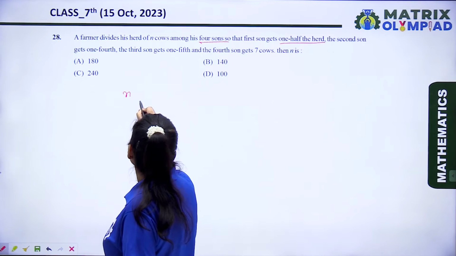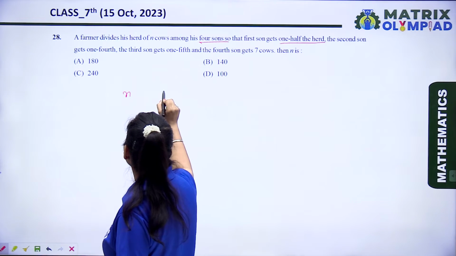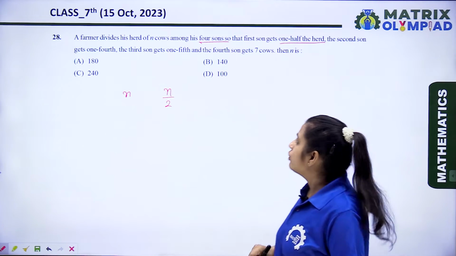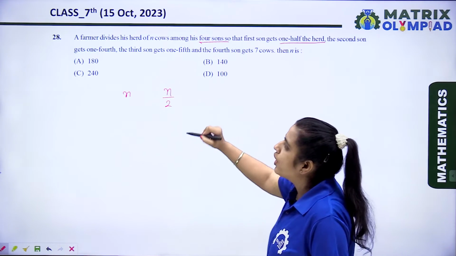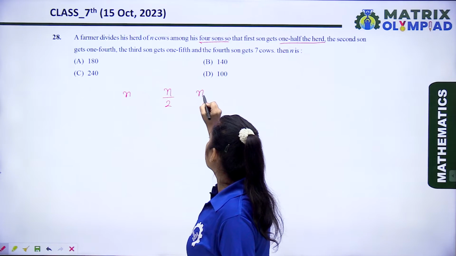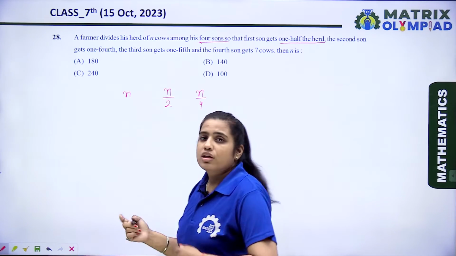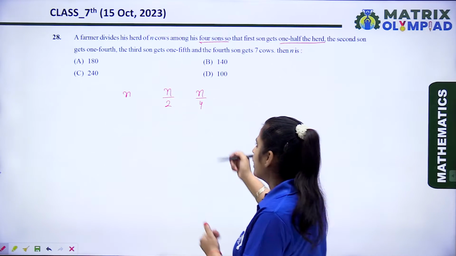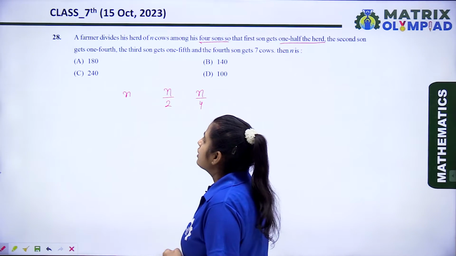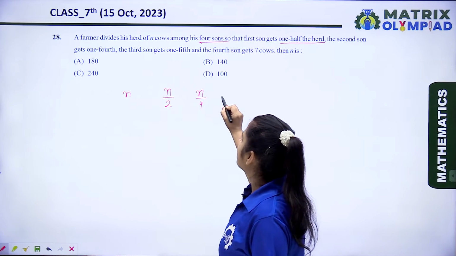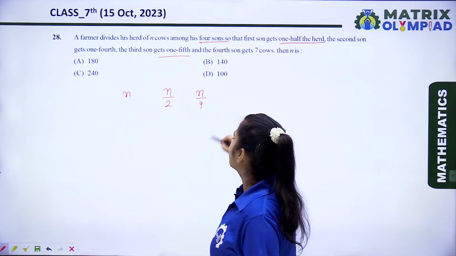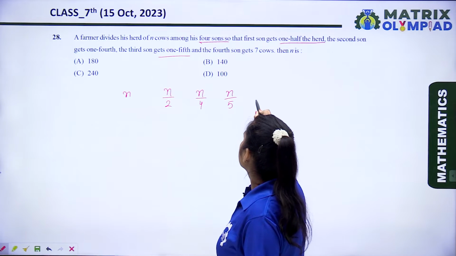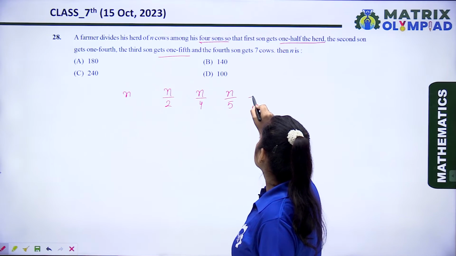So here let the number of cows be n. The first son gets 1/2, it means n upon 2. Now the next, the second son gets 1/4. Second son को मिला है 1/4. So n upon 4, because n is the total number of cows. So here n upon 4 is given to the second son by the farmer. The third son gets 1/5. 1/5 means n upon 5, and the fourth son gets 7 cows.